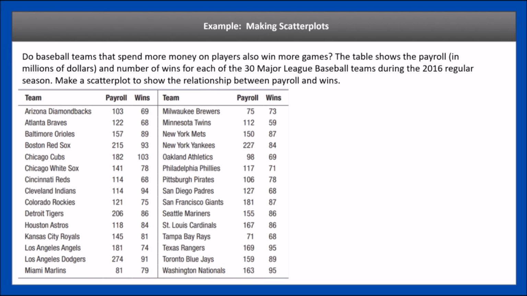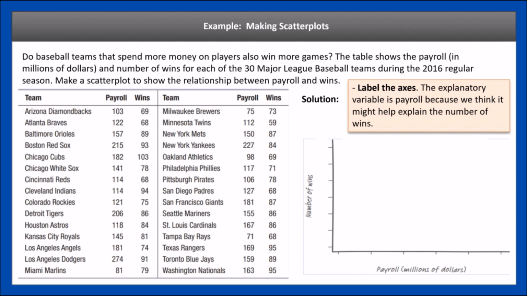Well, first off, we want to see if spending more money enables us to win more games. So we want to see if we spend more money, will we win more games? So the number of wins is the response to the payroll, right? So payroll is going to be the explanatory variable. Therefore, that's going to go on the x-axis. So first off, we have payroll on the x-axis and number of wins on the y. So we label the axes accordingly.